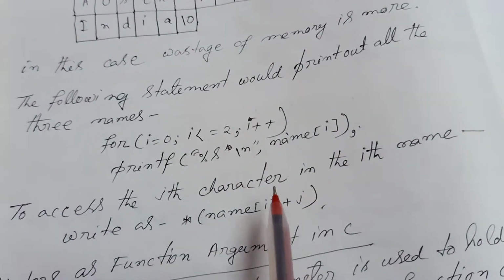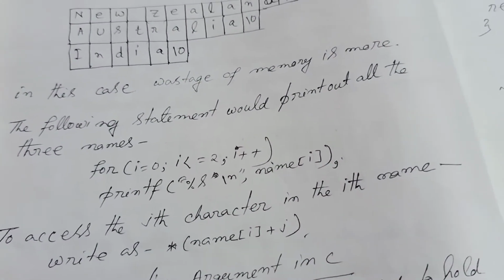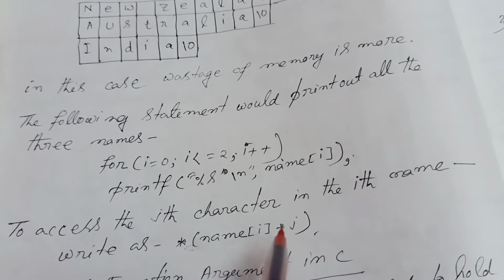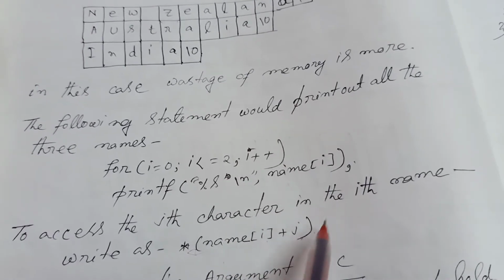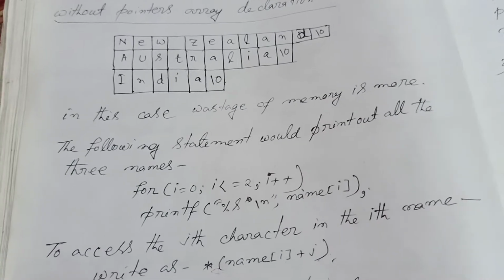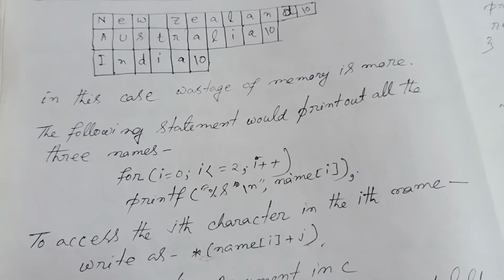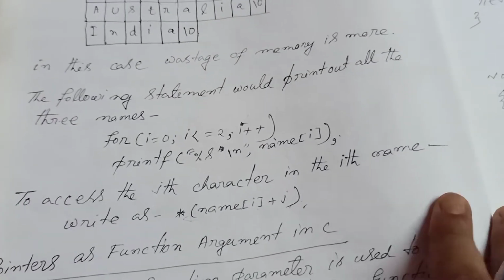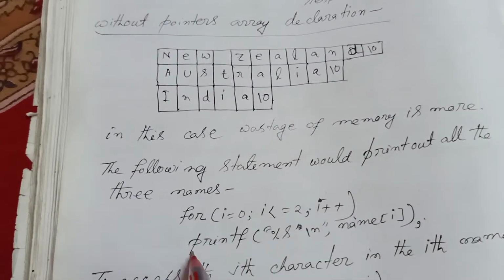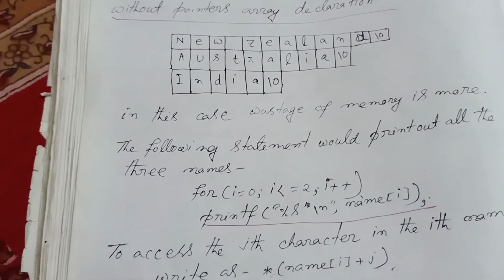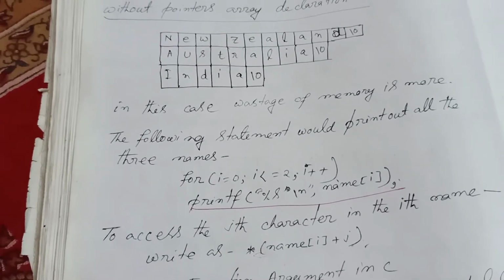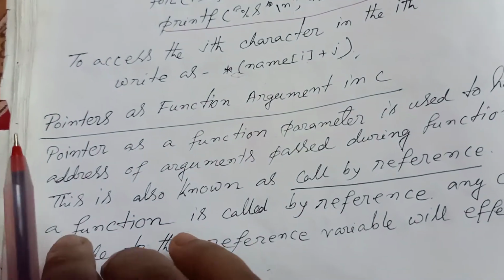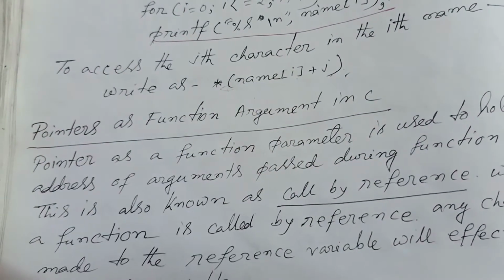Now to access the jth character in the ith name by using a pointer, we have to write *(name[i] + j). So in this way we are able to display the jth character of the ith row by using a pointer. So this is the syntax for how we display a character by using a pointer. So this is all about the array of pointers.